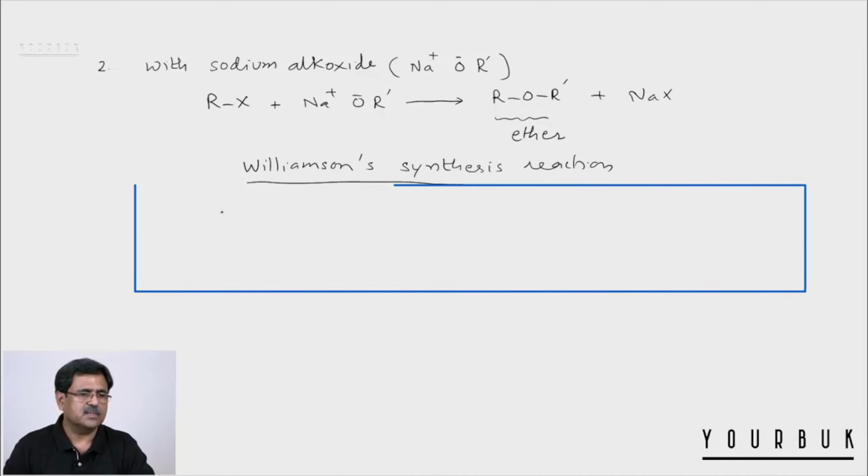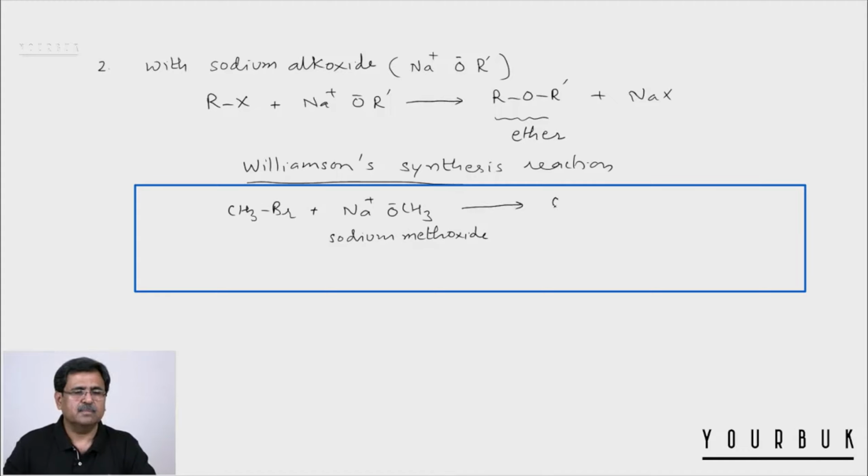Now one example is this: CH3Br when treated with sodium methoxide, it forms an ether, CH3OCH3, which is called dimethyl ether. And our side product is NaBr.